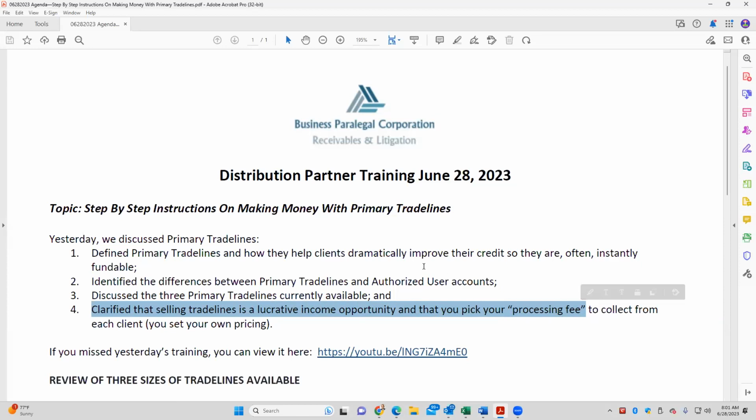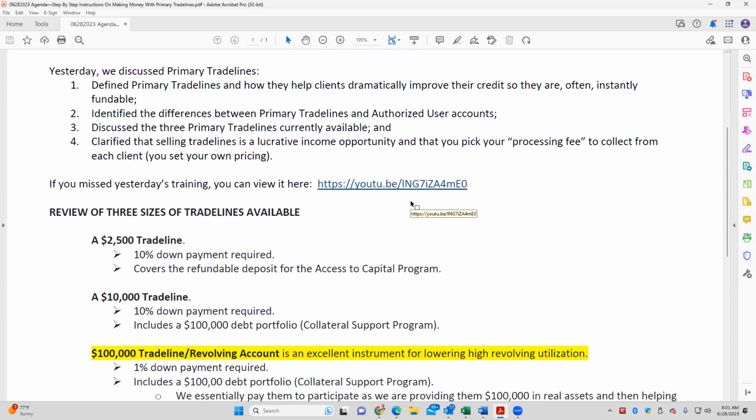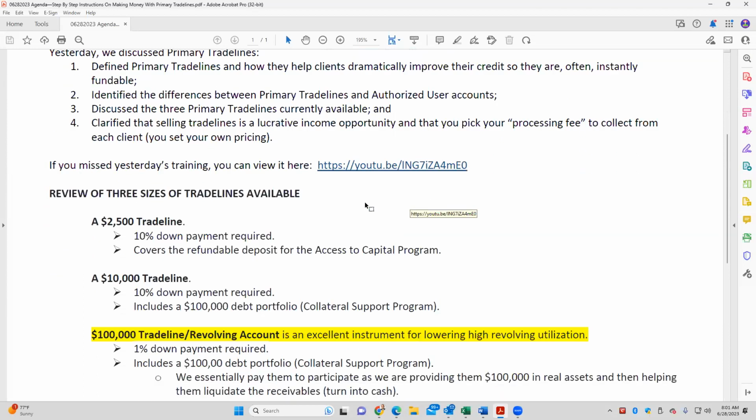Today, we're going to have a real brief and succinct training of how to execute, how to implement. If you want to make money by selling trade lines to help clients, we're going to make sure that you understand specifically what to do today in just a couple minutes. It could be a very brief training. So let's go ahead and go back and review one more time the 3 different trade lines that are available.